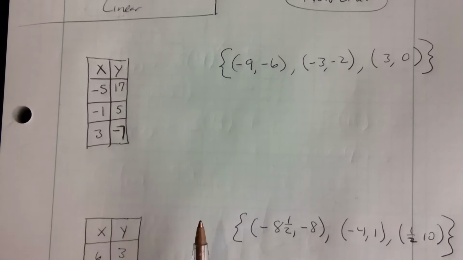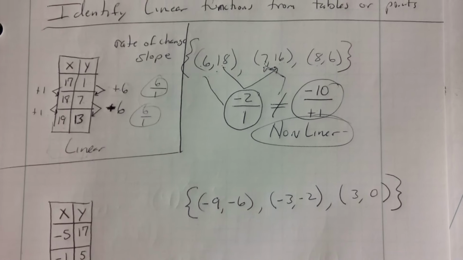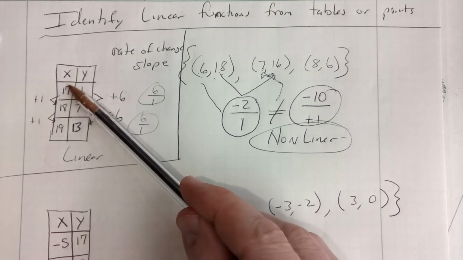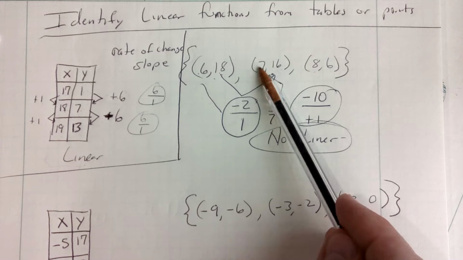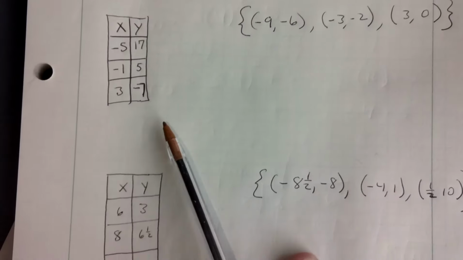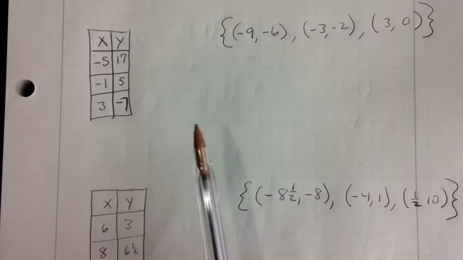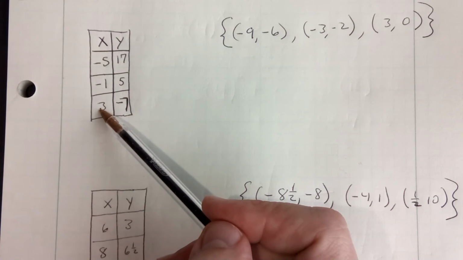Okay, let's do another one. And now, by the way, if you notice, the x went up by 1 both times. That doesn't have to happen. They don't have to give you 3 points that are consecutive. They can give you points that are further away.